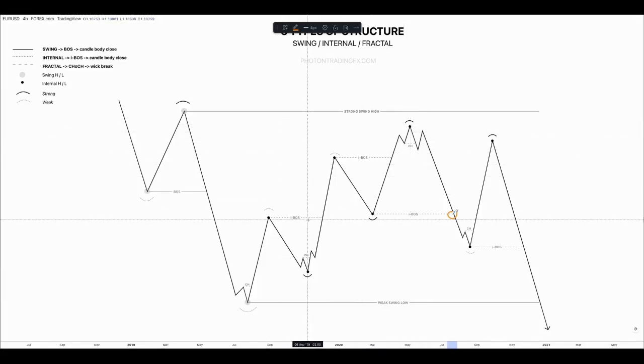Okay, so internal structure is very similar to swing structure in terms of the same rules that we use. When we get the break of the internal low, we look for the highest point that took out the low, and that would be here. So at that moment, we know that this is our internal high, and that will be the internal range we're working from within.